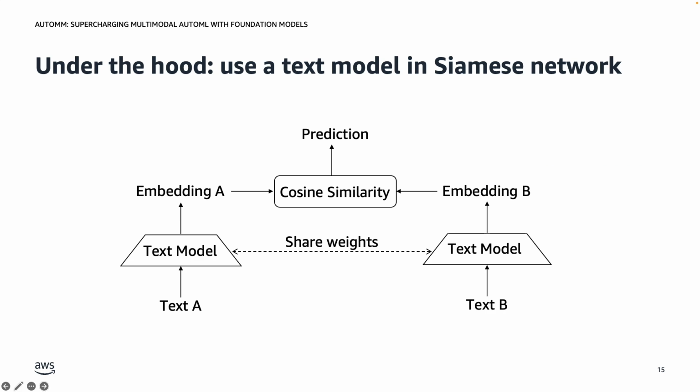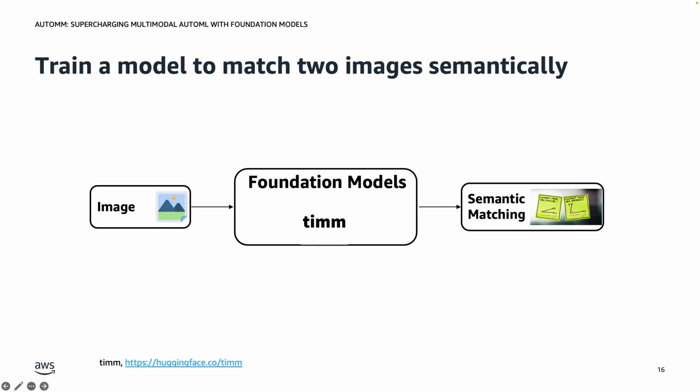Under the hood, we use a text model in the Siamese network. Basically, text A and B go through the same text encoder separately, and then we compute the cosine similarity.